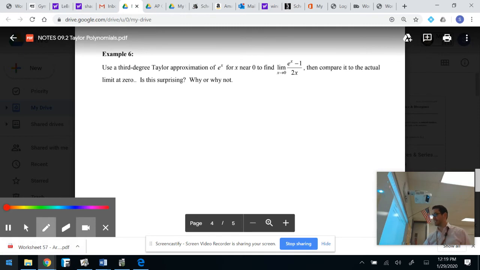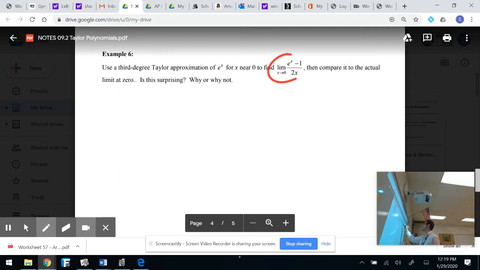Example 6. All right, here we go. Example 6. Use a third degree approximation for e to the x. Well, I got to get e to the x first. And then it says, use that approximation to evaluate this limit. Compare it to the actual limit. Is that surprising? All right, well, let's do what they said.